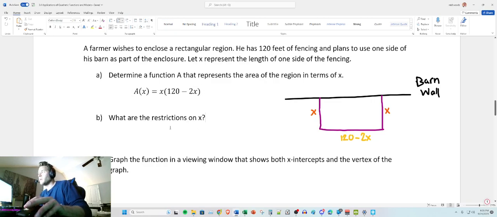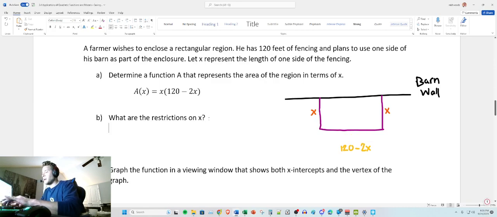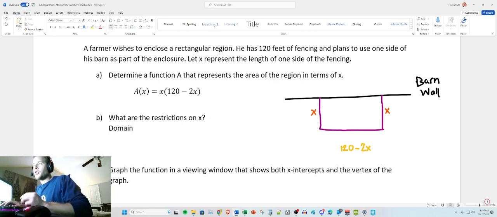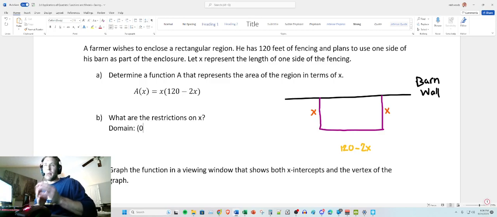Okay. So what are the restrictions on x? Basically, remember, x is the domain. So how do we talk about the domain of this? Well, how large could x be and how small could x be? Could x be a negative number? No, it couldn't, because you can't have a negative length. Could x be 0? What happens if it's 0? Well, you don't get a fence, right? So basically the domain is 0, but not including 0, right?